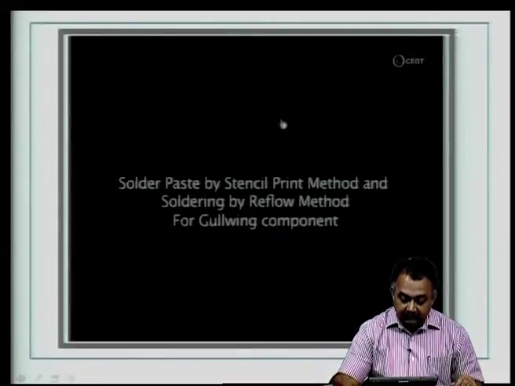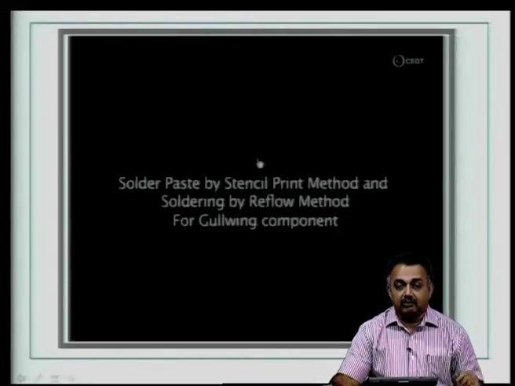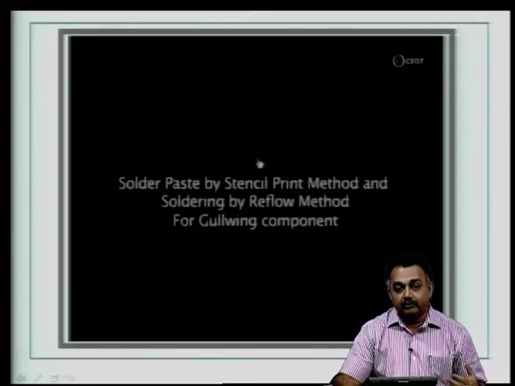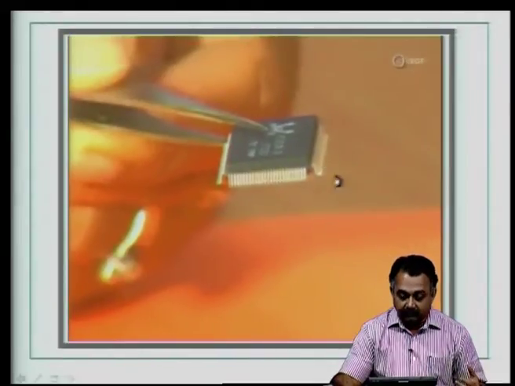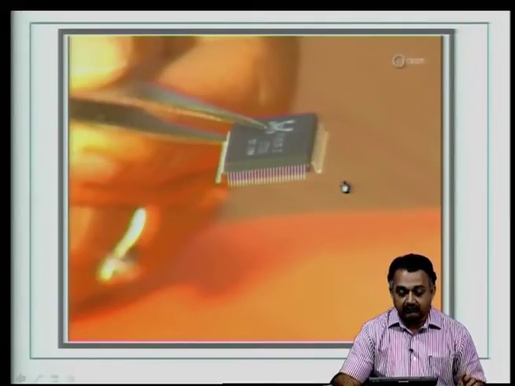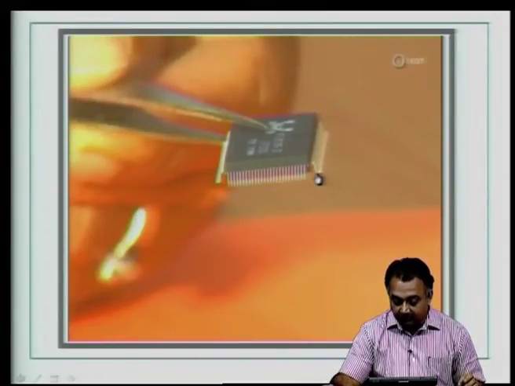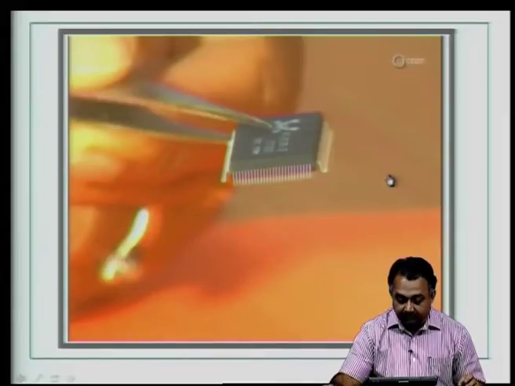Now, we look at stencil printing and soldering by reflow method for a gull wing component. So, we are now trying to describe and show you how you can use different types of surface mount devices, but at the same time using the same technology, that is reflow surface mount assembly. Here you can see this is a gull wing, the shape is like a gull wing, therefore, it is a QFP type of a package, but with a gull wing configuration.